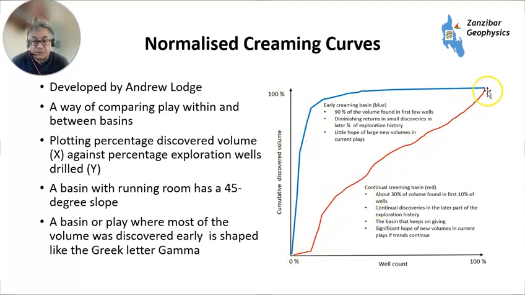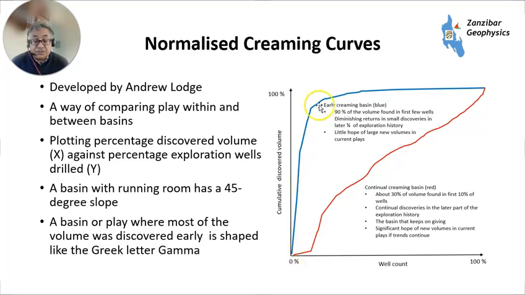So the red line, almost a 45-degree slope, means you're continually adding extra volume. And this is what we call running room. Whereas this volume, shaped like the Greek letter gamma, is a very mature basin that became mature early. So effectively, it's a one-play basin.